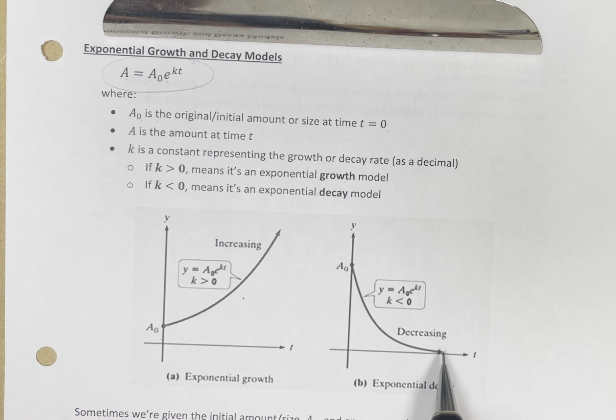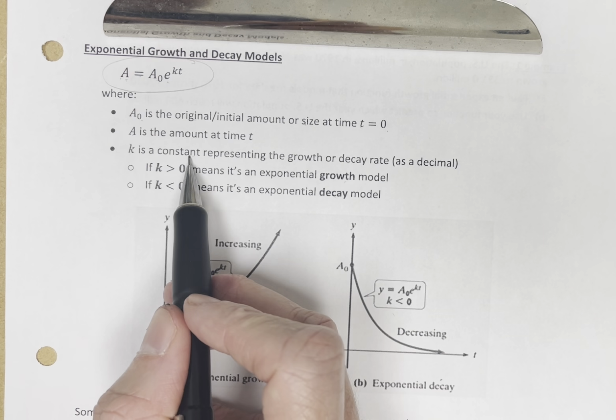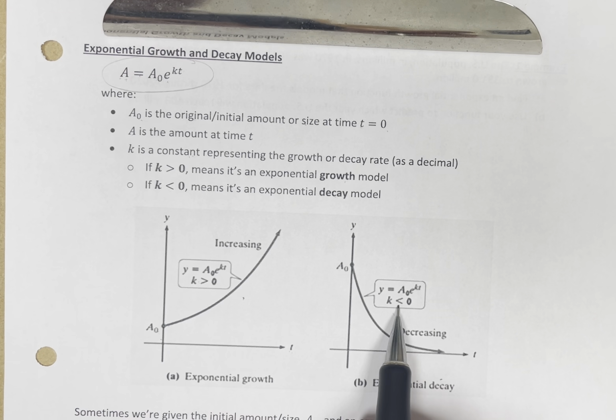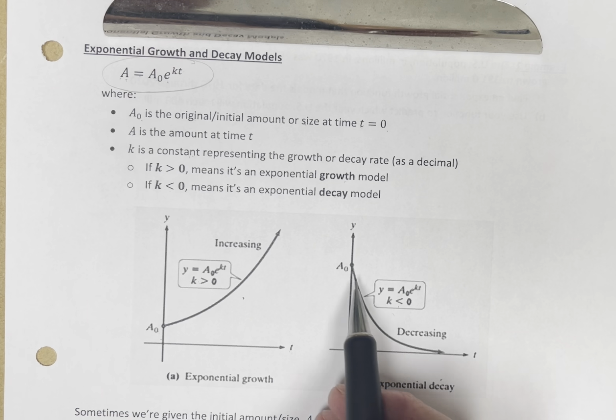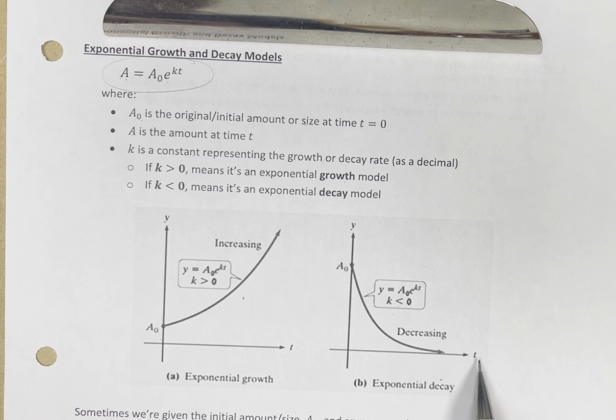Decay, same idea. You have an initial amount at time 0, but in this case, our K, our constant, is negative, and so we're going to get decaying. And our final amount is going to be smaller and smaller and smaller exponentially.